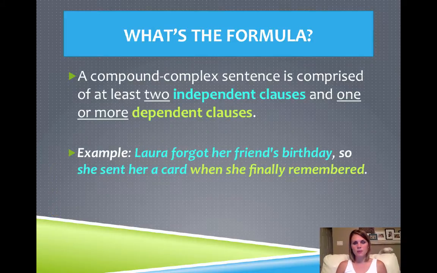So what is the formula for a compound complex sentence? A compound complex sentence is comprised of at least 2 independent clauses, just like a compound sentence is, and 1 or more dependent clauses, just like a complex sentence.